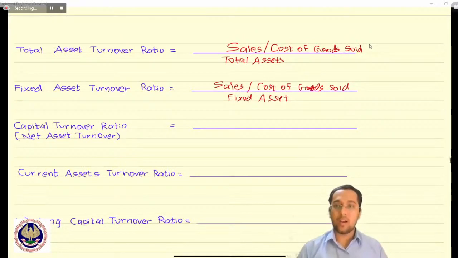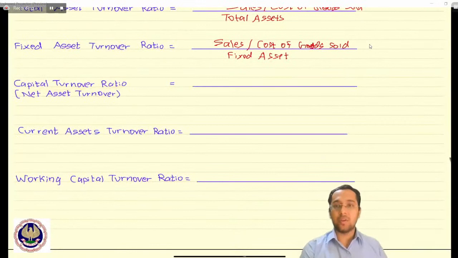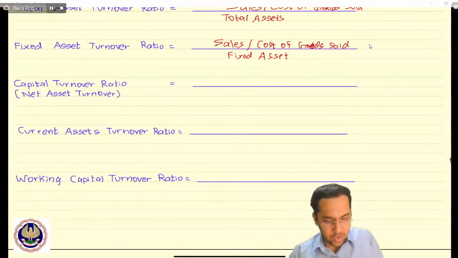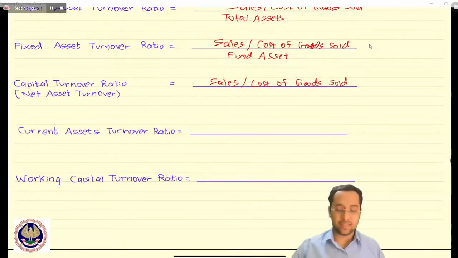Coming to the capital turnover ratio. When we say capital turnover, we mean how effectively we are utilizing our resources, our capital that is employed. So capital turnover ratio, as you would be saying, the numerator has to be the same. Yes, the numerator is either sales or cost of goods sold, upon net assets.